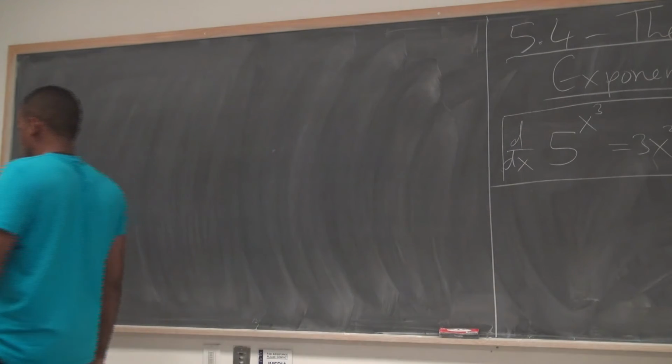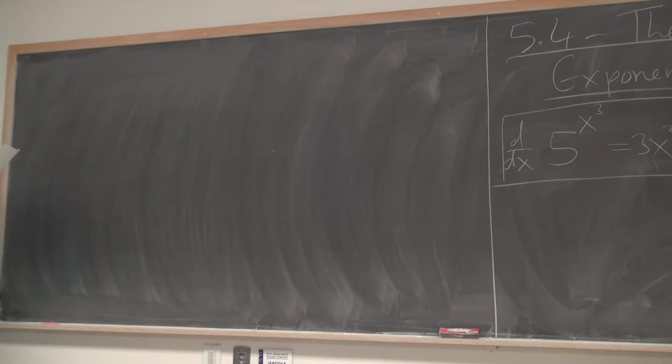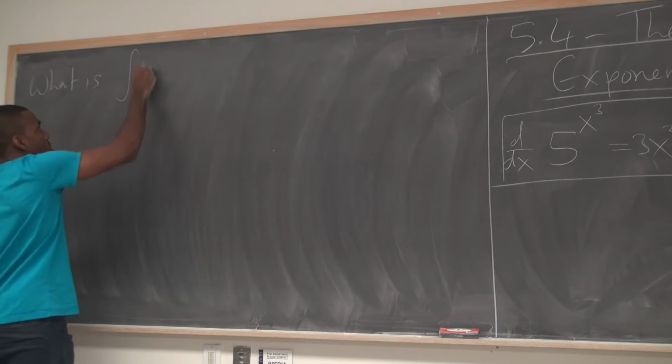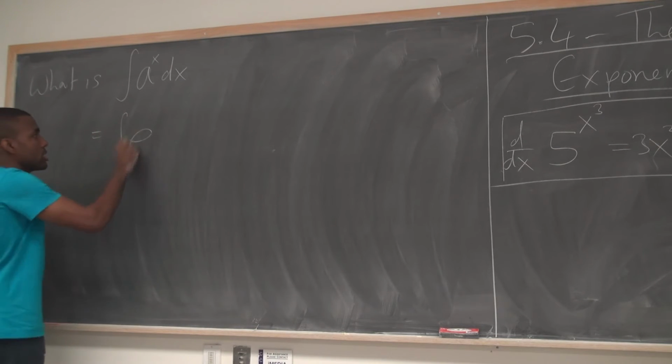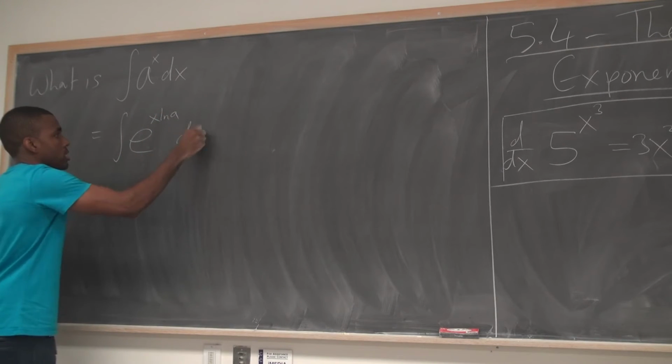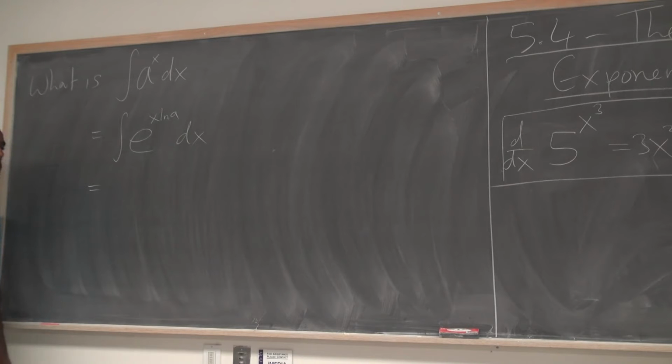Okay, let's do. So let's say, what is the antiderivative of a to the x? How would we do it? Antiderivative of e to the x. Right, so you rewrite it in terms of something you already know. So this is e to the x ln a dx. What is that? It's not the same thing. ln a, e to the power x ln a.